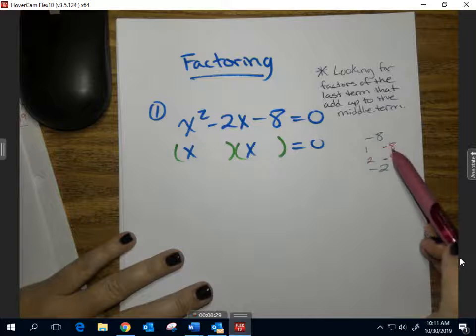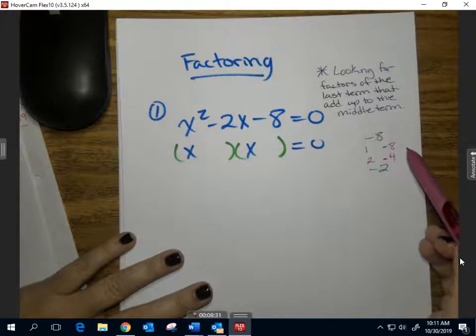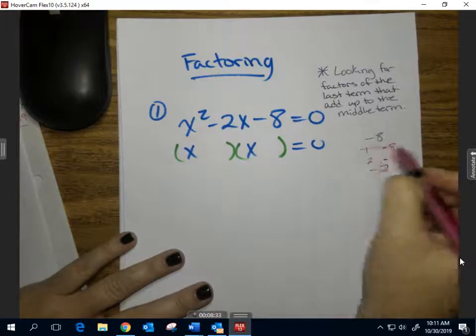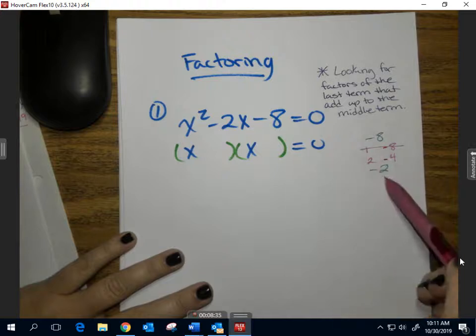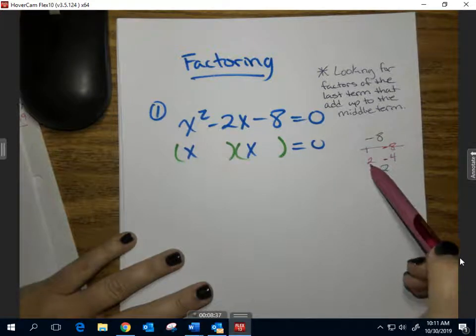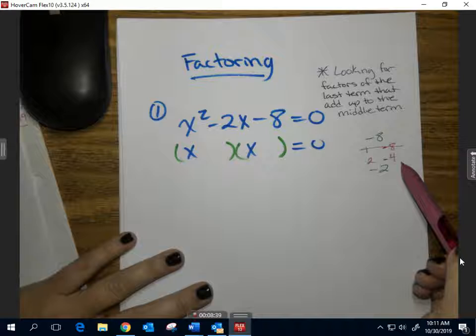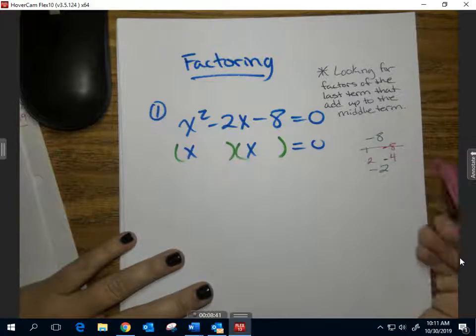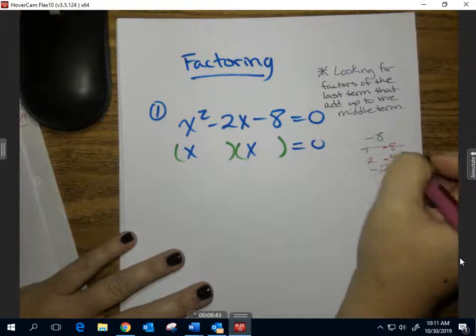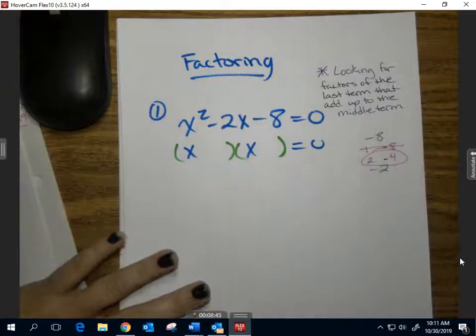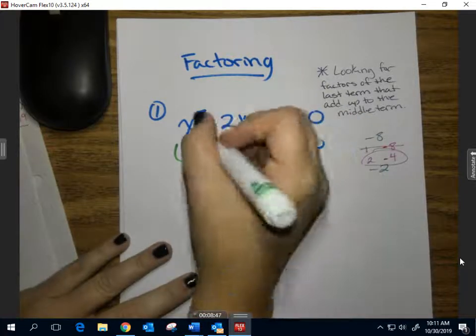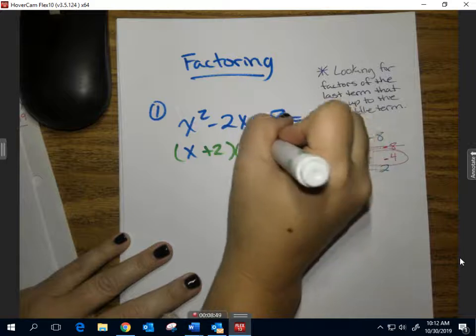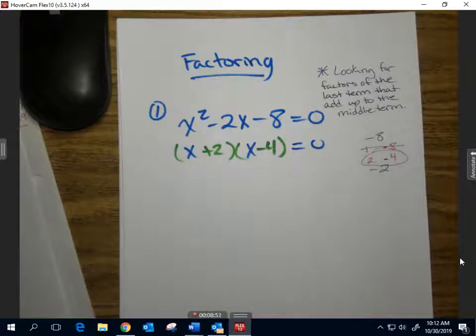Because 1 plus negative 8 is negative 7. Well, I don't want that, because I need it to equal negative 2, right? 2 plus negative 4 gives me negative 2. So that's the one I want. And I'm going to put that here and here. So that's factoring. Done factoring.